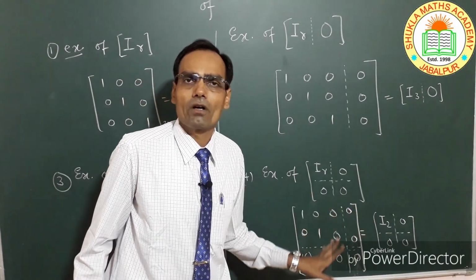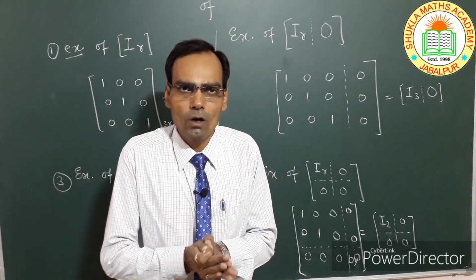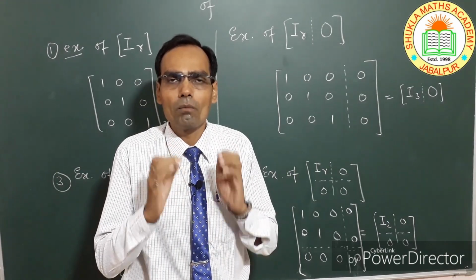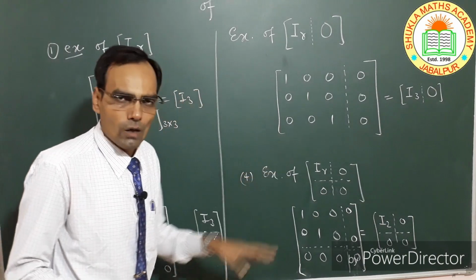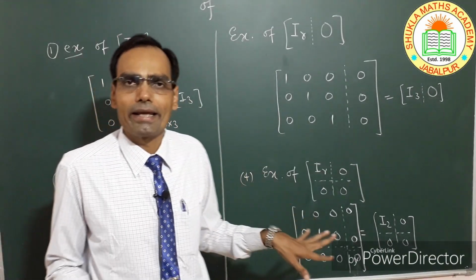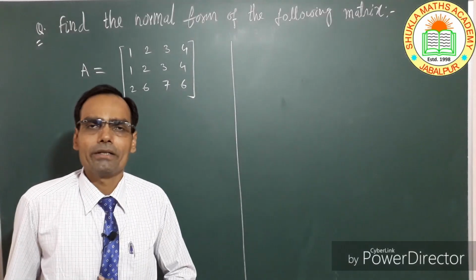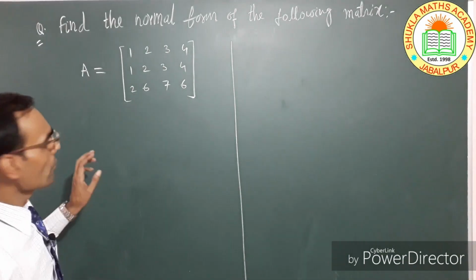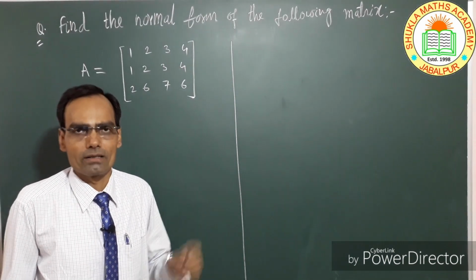So that's the concept of normal form. And remember that in reducing any matrix to normal form, we use both row and column operations, and at the end we get any one of these four normal forms. Then we can also find the rank of the matrix by using the normal form. Now I am taking an example of the normal form. The problem is that we are given a matrix and we have to find the normal form of this matrix.